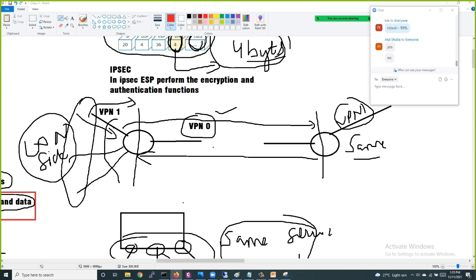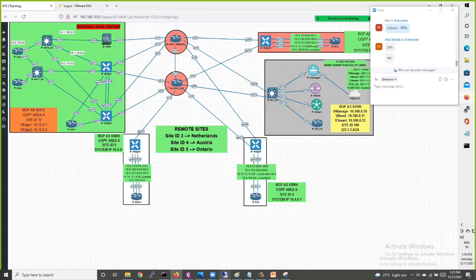What are the different SD-WAN components? We have orchestration plane, control plane, data plane, management plane. Orchestration plane is handled by vBond, management plane is handled by vManage, control plane is handled by vSmart, and data plane is handled by vEdges, right? Then just go through the working of each and every device like I told you.